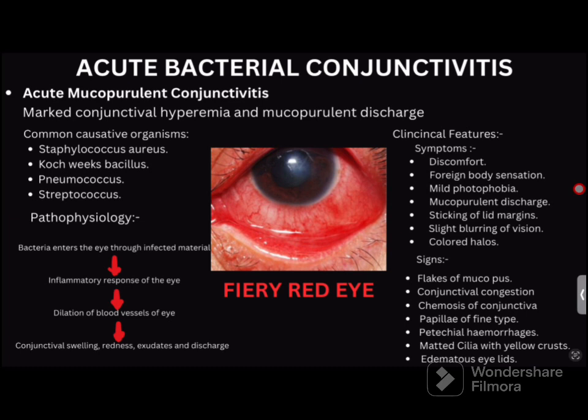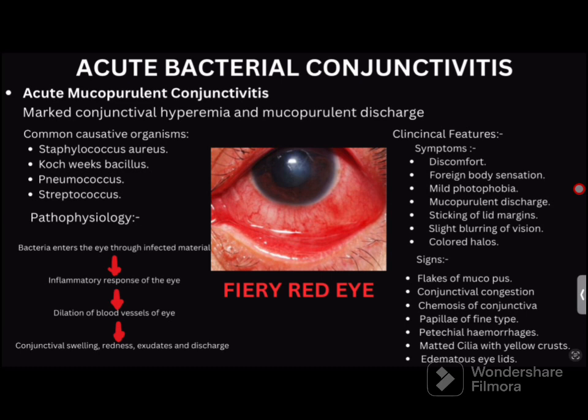Then the last complaint the patient may complain of is colored halos. Why is that happening? That is due to the prismatic effect of mucus which is present on the cornea. Okay, so the mucus flakes will act as a prism. So the prismatic effect of that will cause colored halos.